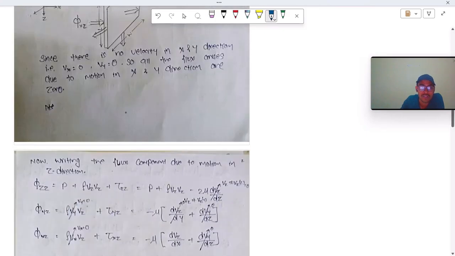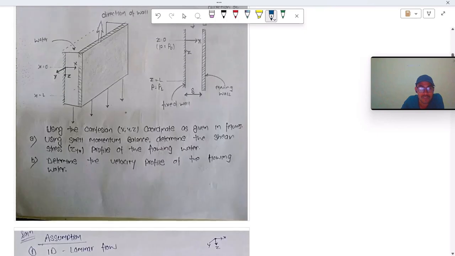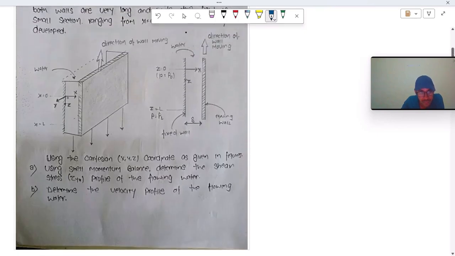So now writing the rate of z momentum across z. In this system, we can see that this is the z direction, and in the z direction, at the input at z equal to 0, we write the momentum balance for in, and at z equal to L, we write the momentum balance for out.